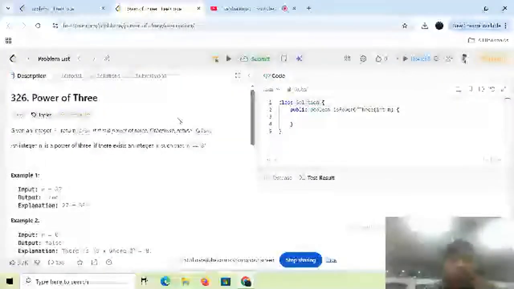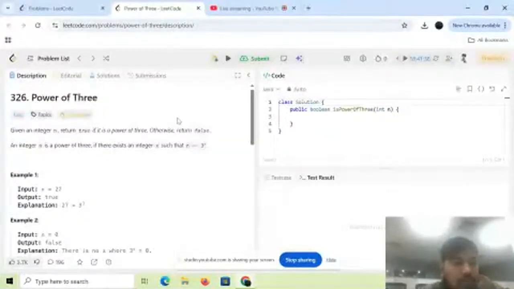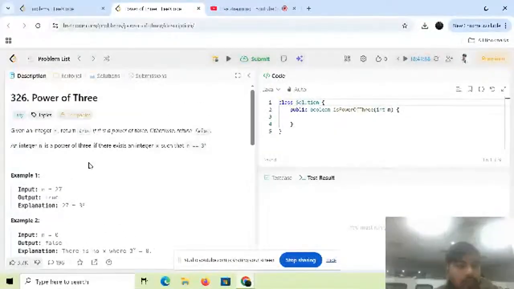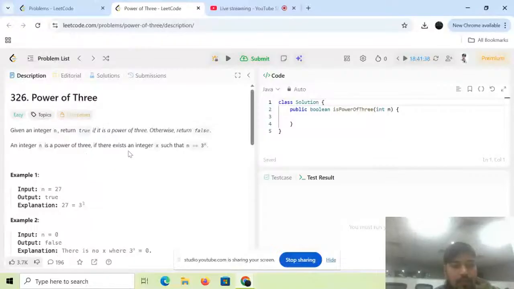Yeah, so I'm going to solve the Power of Three LeetCode easy problem. This is a very easy problem. Given an integer n, return true if it is a power of 3, otherwise return false. An integer n is a power of 3 if there exists an integer x such that n equals 3 to the power x.